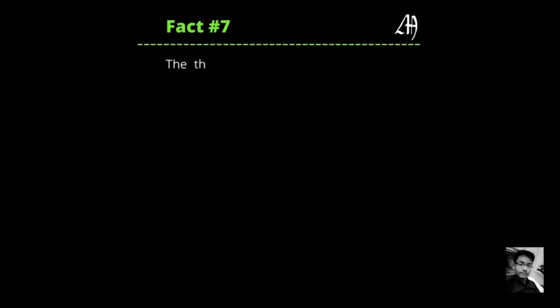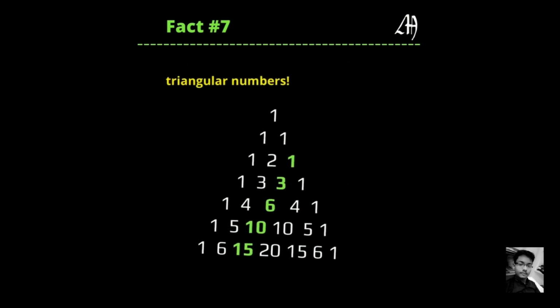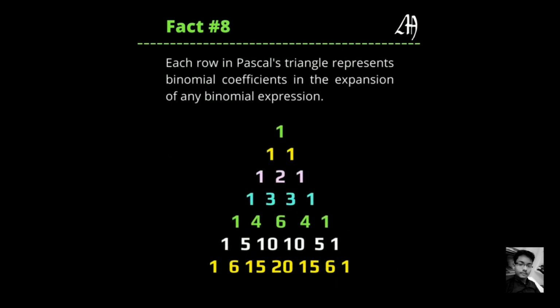Fact number 7: the third diagonal represents the triangular numbers. Fact number 8: each row of Pascal's triangle represents the binomial coefficients in the binomial expansion.